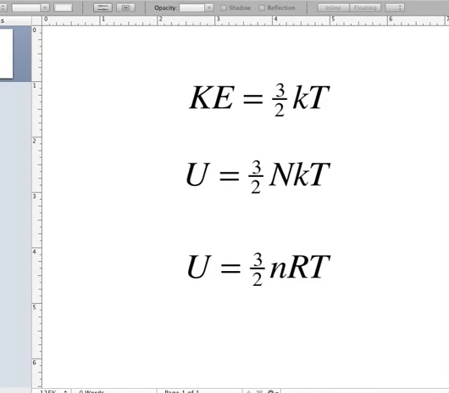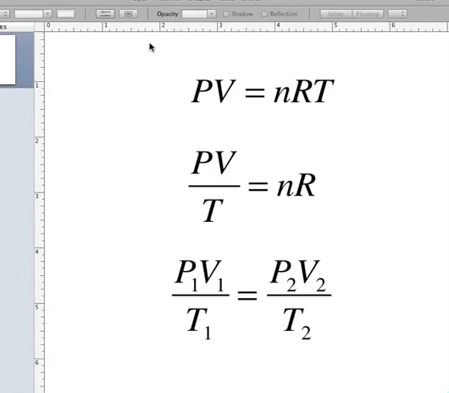When you're looking at the formulas that relate the volume, temperature, and pressure, the formulas are either PV equals nRT, which works for any gas at any time, as long as we neglect the size of the molecules and intermolecular forces, which is usually a good assumption. Or we could rearrange the equation and say PV over T equals a constant.